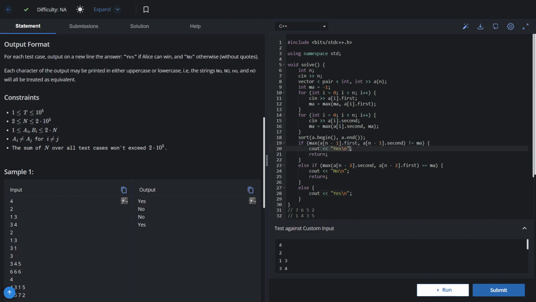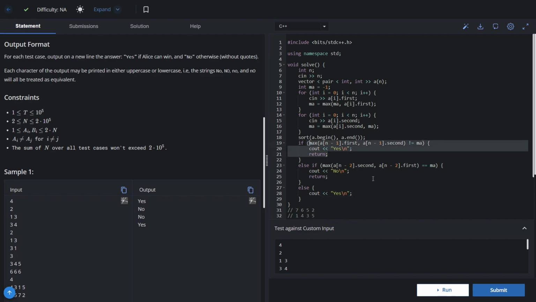Why so? Because I will choose a card that has the maximum number of both combined. I will check for every number, either A_i or B_i, and whichever is the maximum, I will pick that card. But Bob will look at the final element, the last element, because it is the largest one. And if its front and back are not equal to MA, he will lose because Alice has chosen the number that is highest. So that is the one case when Alice is sure shot winning.